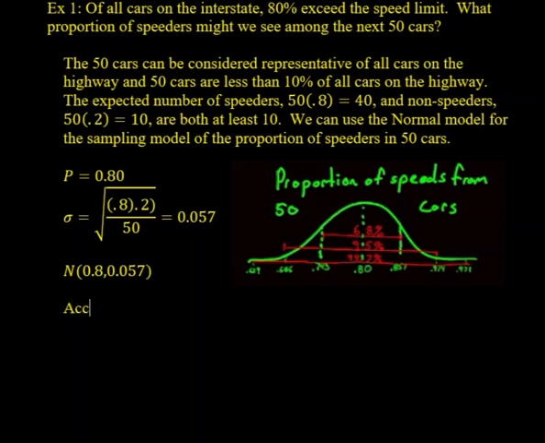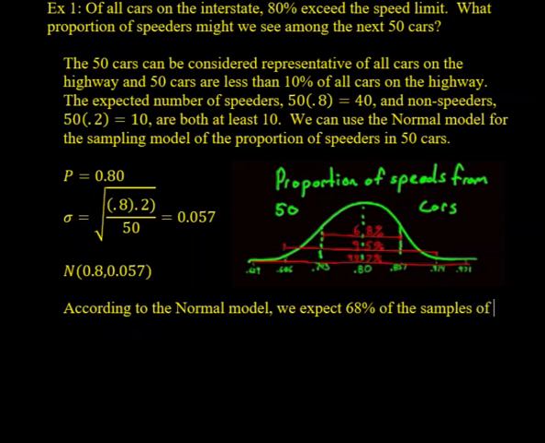So now we want to describe this. This is talking about the speeders. So according to the normal model, we expect 68% of the samples of 50 cars to have proportions of speeders between 0.743 and 0.857.